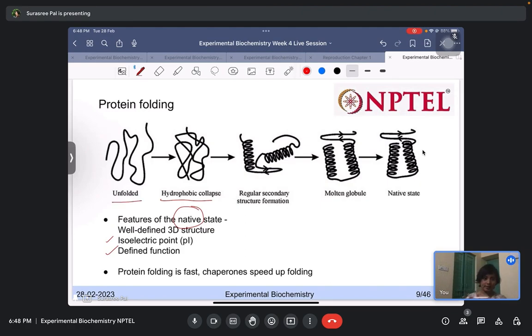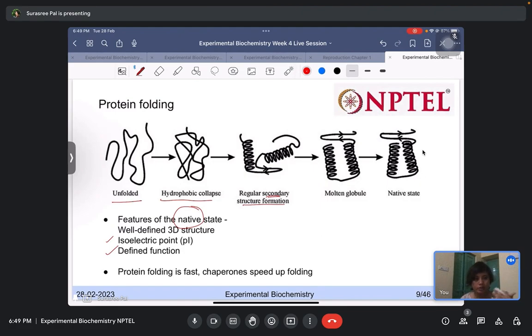So this is what you can call the primary structure of the protein, where no particular folding is observed. Then in this primary structure, the hydrophobic amino acids come close together. That is called the hydrophobic collapse. And then secondary structures form. It can be helix, it can be beta sheets.